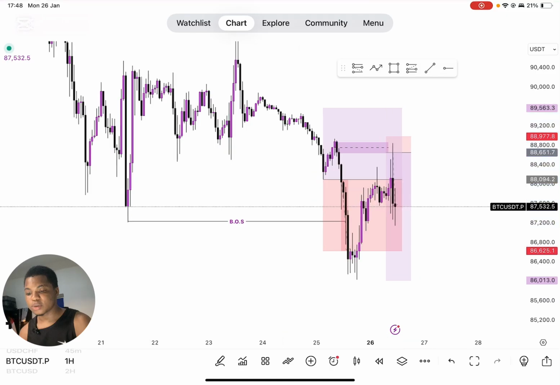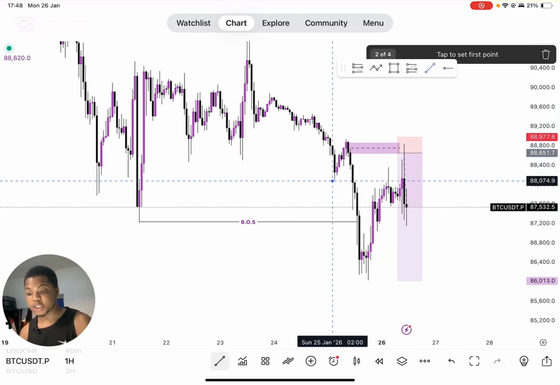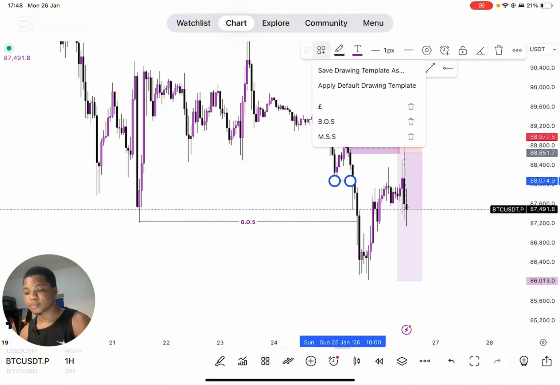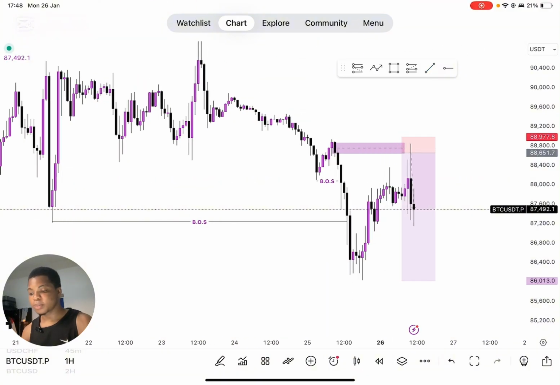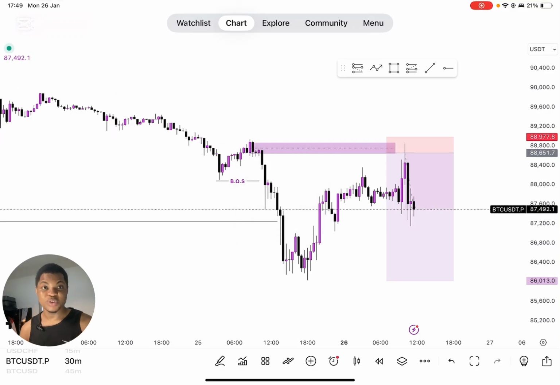And if you watched the previous video, I told you guys I was expecting bearishness from BTC USD. I'm expecting it to push down. So when the market went down, I went down to the 15-minute time frame for confirmation. You know what confirmation is? Bearish engulfing, since we are bearish.